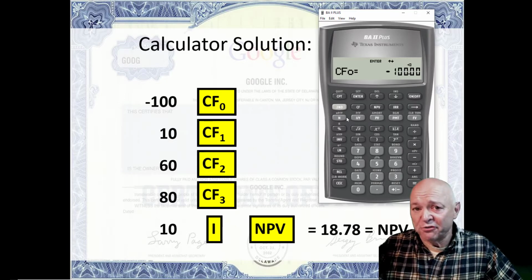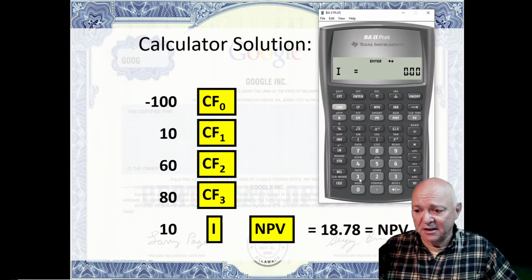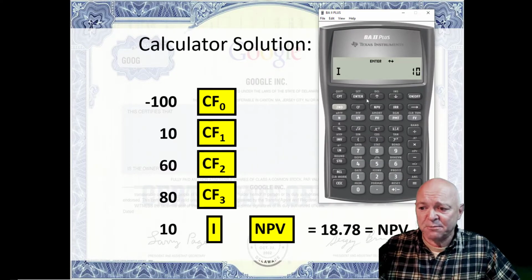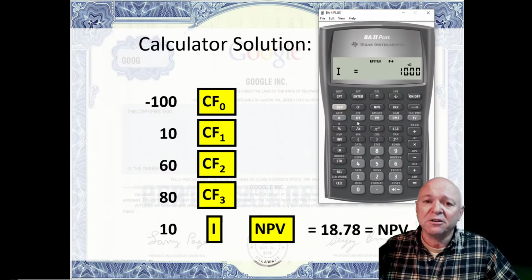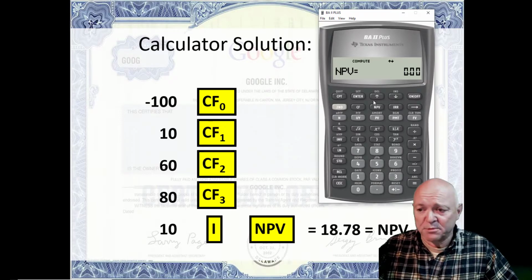Now I want to solve for the net present value. And the net present value button is right there. So if I push it, it says, what's my interest rate, or what's the discount rate? And in percentages, my discount rate is 10%. So I'm going to click enter beside 10%. And if I push the down arrow, it'll prompt me. It'll say, what's the NPV? And I'll say, well, compute that. And it gives me 18.78.